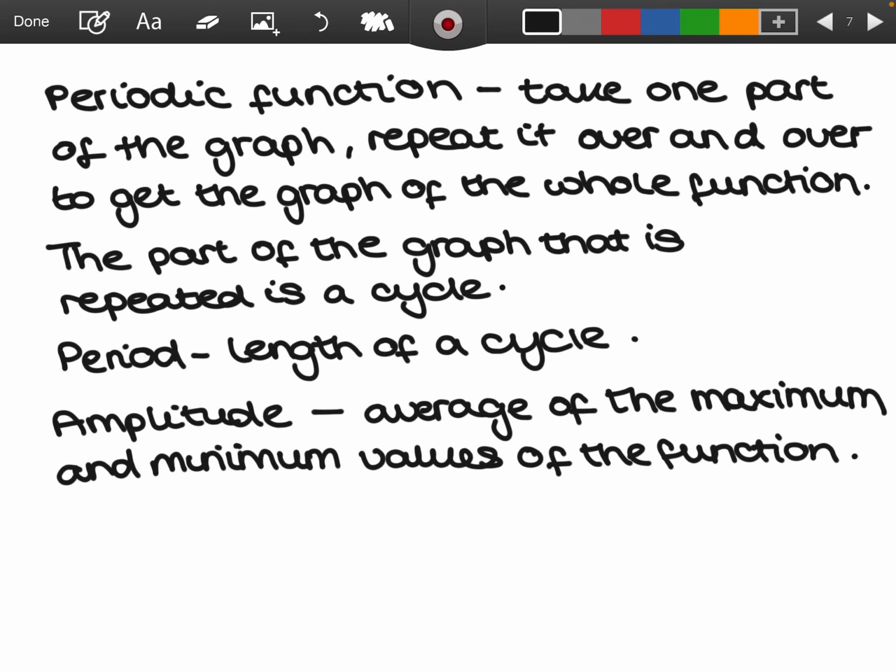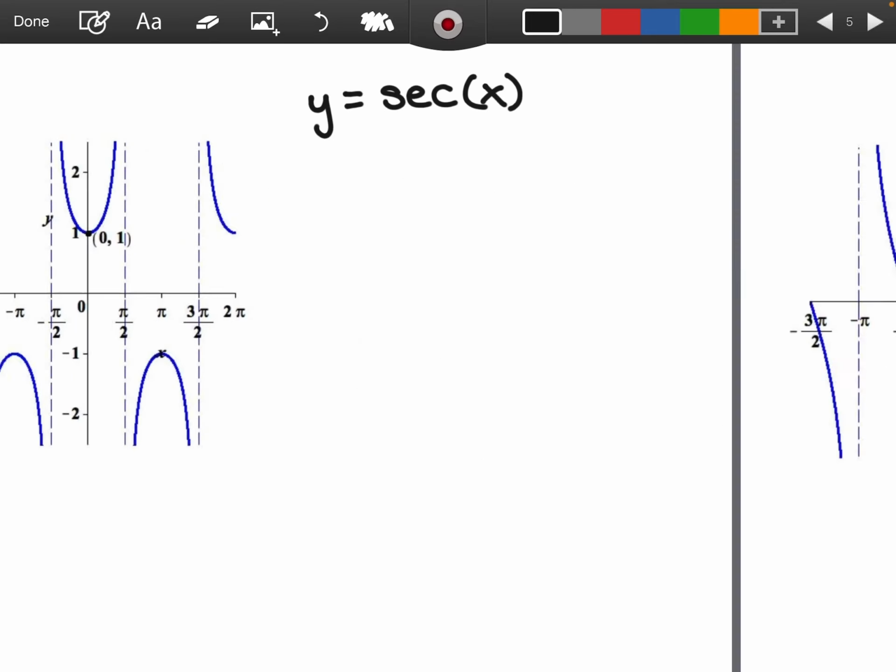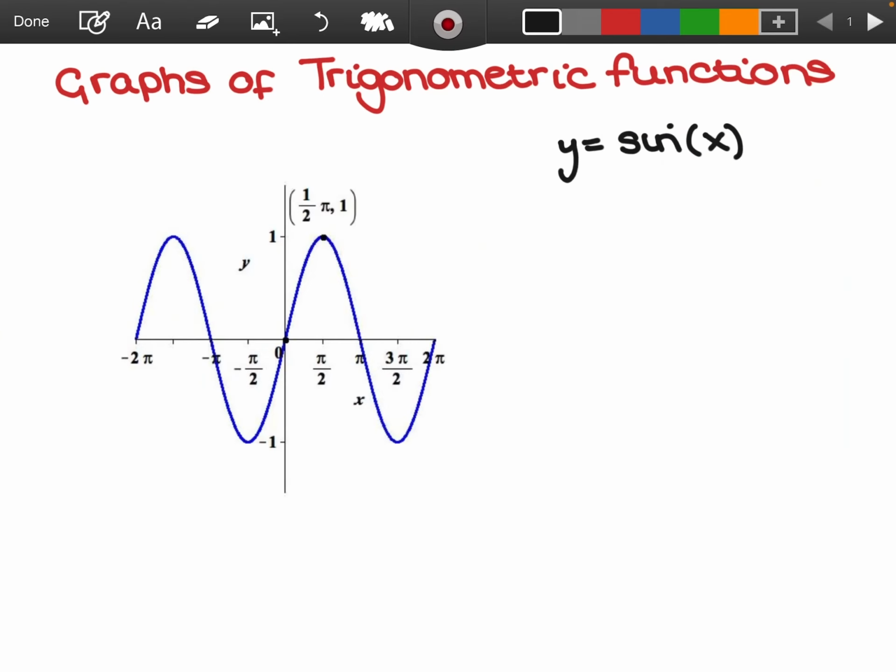Okay, so these are some extra things that we need to define in order to go ahead and look at all of the properties of these trigonometric functions and their graphs. We're going to start with y is equal to sine x. Okay, so we're looking at the graph of sine of x. This is what it looks like. It goes through the origin. Okay, so because it goes through the origin, that tells me that sine of 0 is 0. So when x is 0, then I get that value of y is 0.